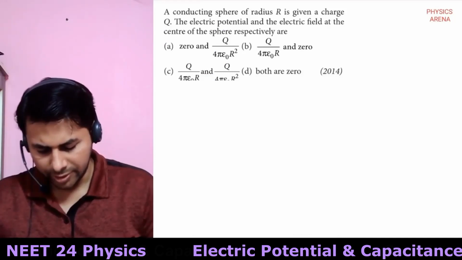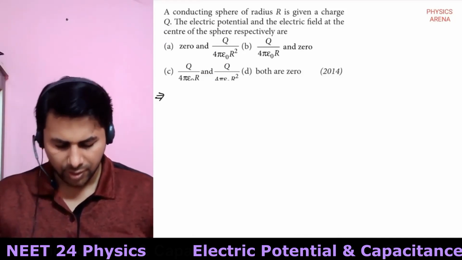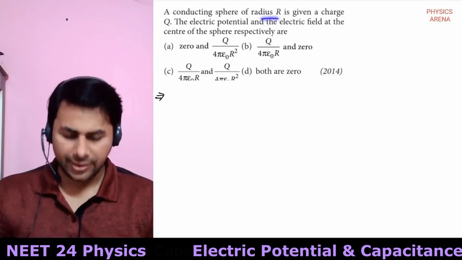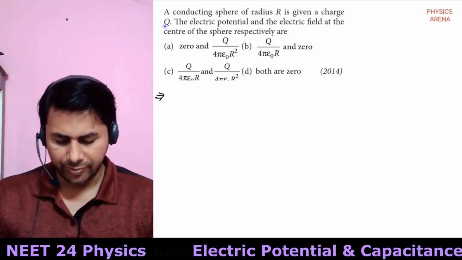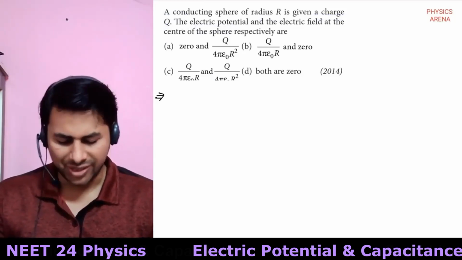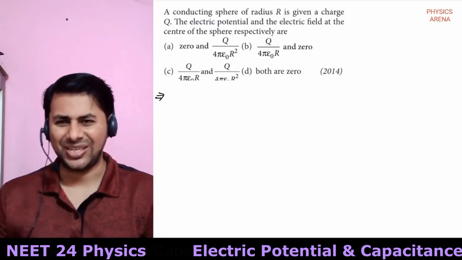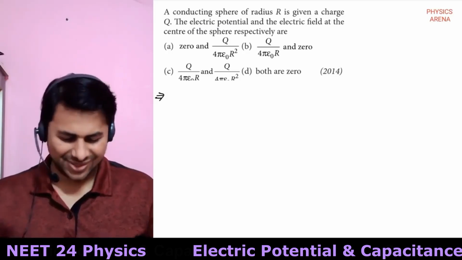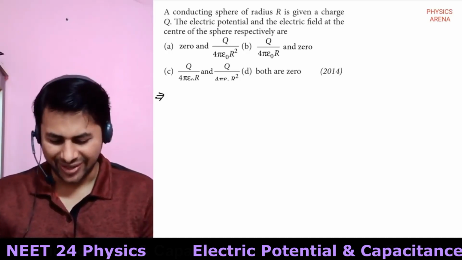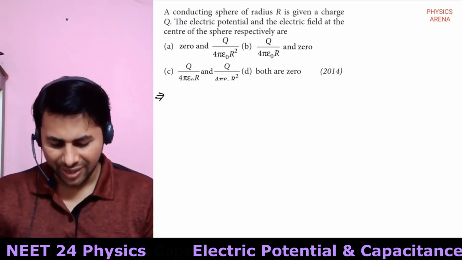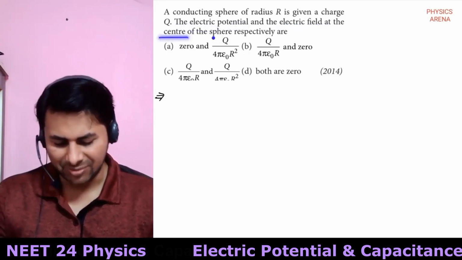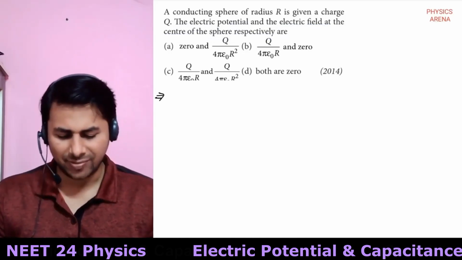We'll see some simple problems. A conducting sphere of radius r is given a charge q. The electric potential and the electric field at the center of the sphere, respectively, are. Tell me.